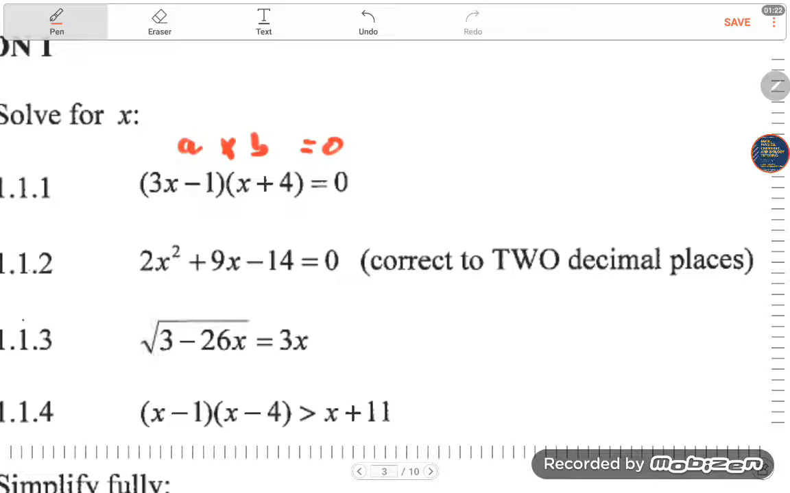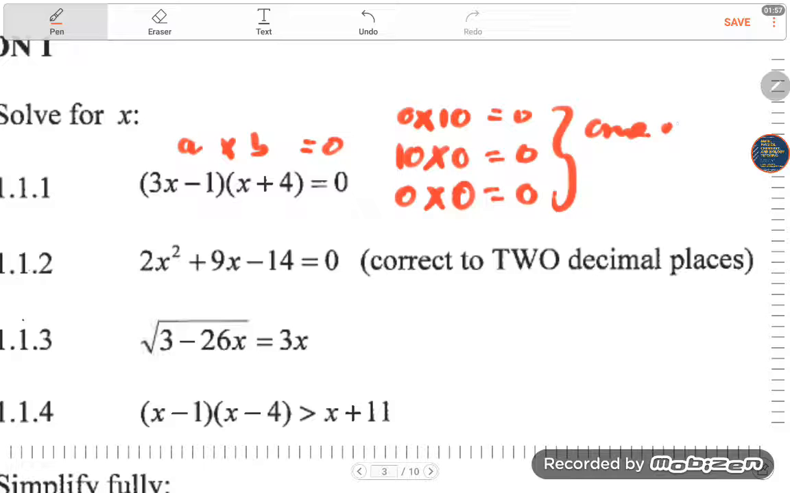I remember having this conversation with 2 students yesterday, about the condition for you to get a 0 when you multiply. We know for a fact that 0 times 10 is equal to 0, and 10 times 0 is still equal to 0, and 0 times 0 is still equal to 0. So the condition for me to get a 0 from multiplying two numbers is that one or both are 0. That's the precondition for this.